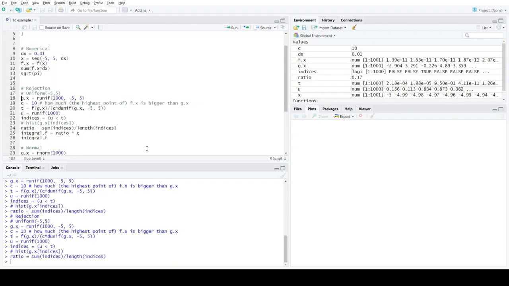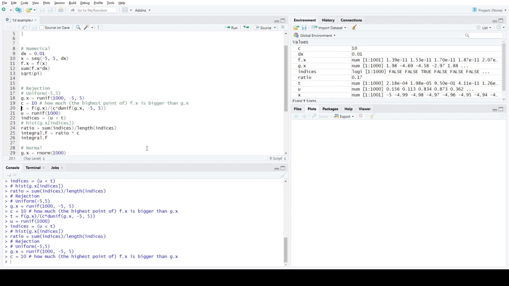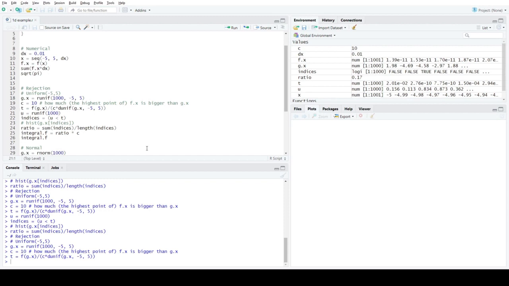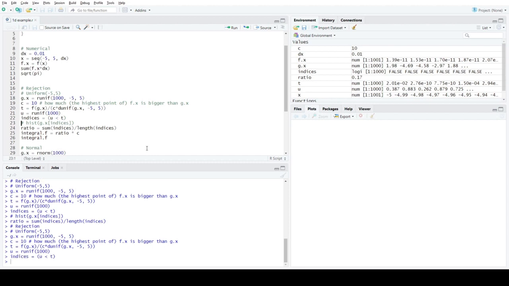Next, let's do rejection sampling. The first example, we use uniform distribution, so we randomly draw from a uniform distribution between minus 5 and 5. We know that the constant that we need is 10 in order to bound the function. We calculate the ratio between f of x and the bounding function. Then, for each point, we draw from a uniform distribution between 0 and 1. And the value that we got, we decide if it's below the ratio for that point or above the ratio for that point. And here in indices, we will get a vector of true or false. And we will sum all the true values, meaning all the values that we accepted, and divide it by all of the values that we sampled.